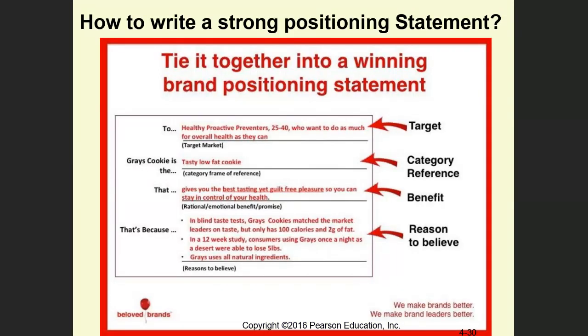Here is how to write your positioning statement. Make sure it includes your target market. Make sure it includes your category reference, for example, luxury in this case. Make sure it includes the actual benefit, the meat. What are you giving to the consumer? And of course, compare to your competitors. And make sure it gives them the reason to believe, the promise, the edge, the differentiation, the something that they will come back to. Is this clear? This will help you a lot when you are doing your projects and writing your positioning statements.